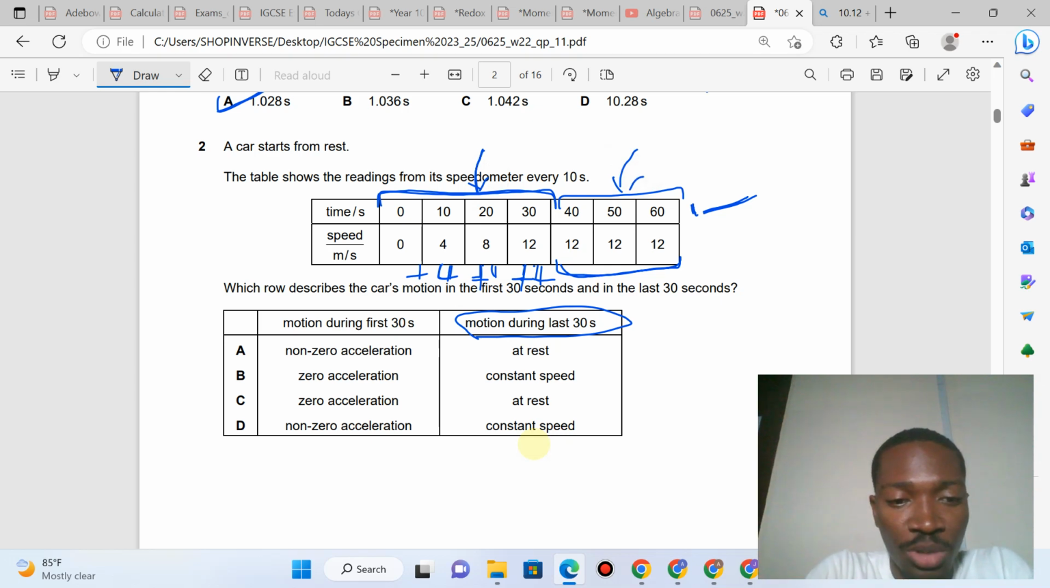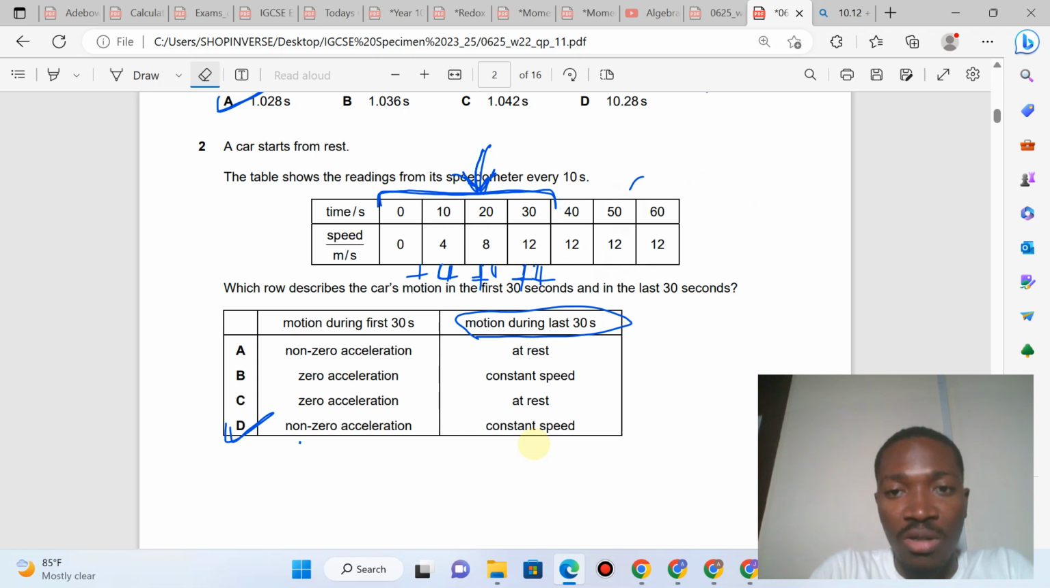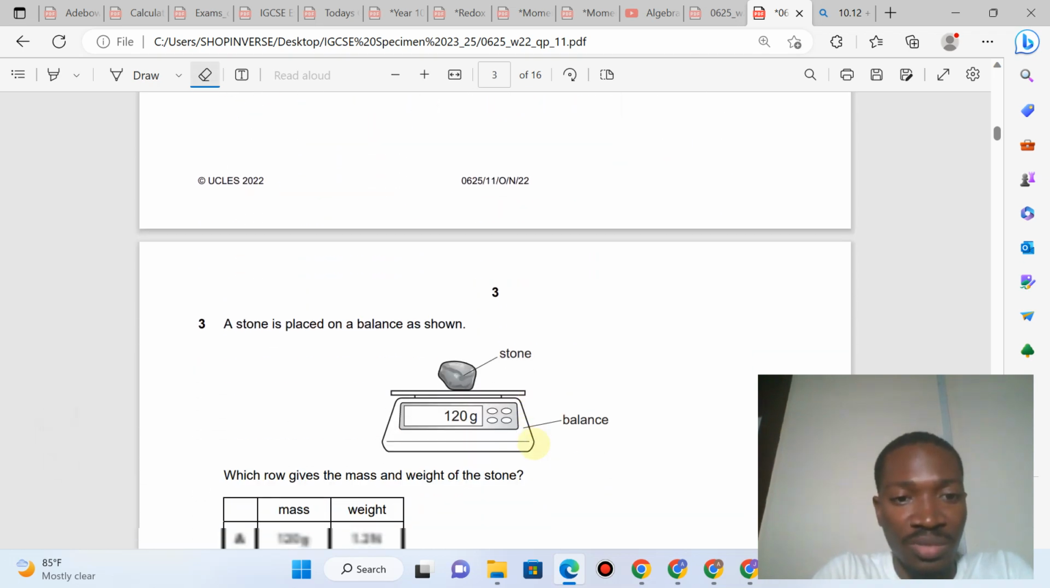So if you look at the options, option D is the correct one. It shows non-zero acceleration, which is correct, during the first 30 seconds, and then constant speed. Yes, you see the speed is 12 meters per second throughout the last 30 seconds, and that is what we mean when we say constant speed. Hence option D is the correct answer to this question. Let's move to question 3.